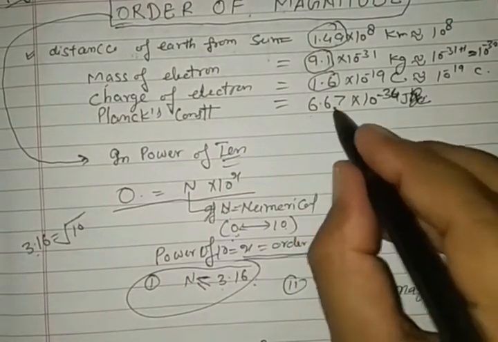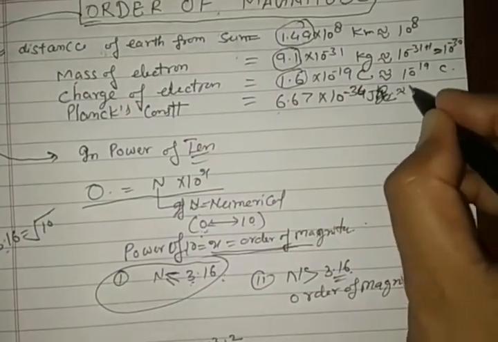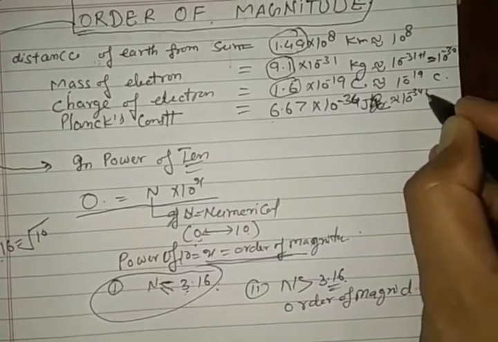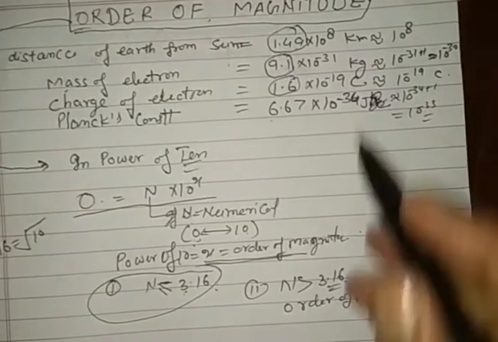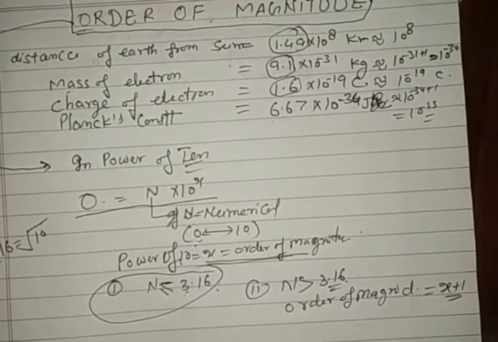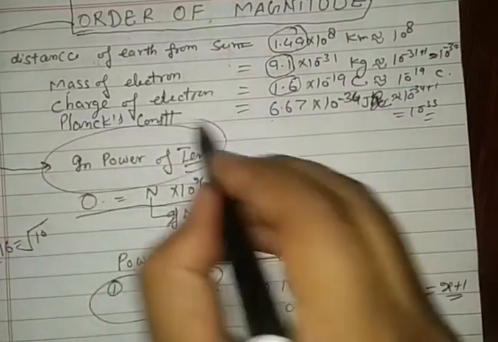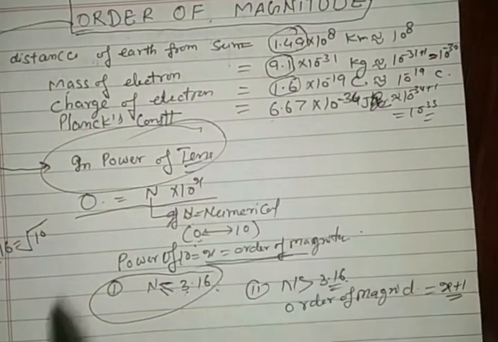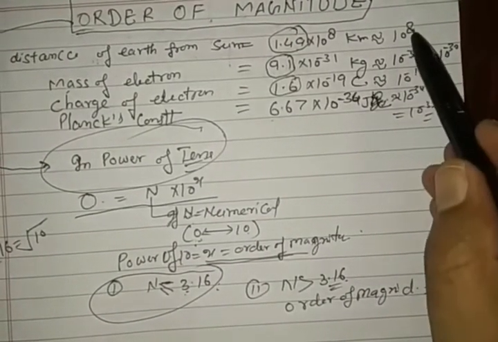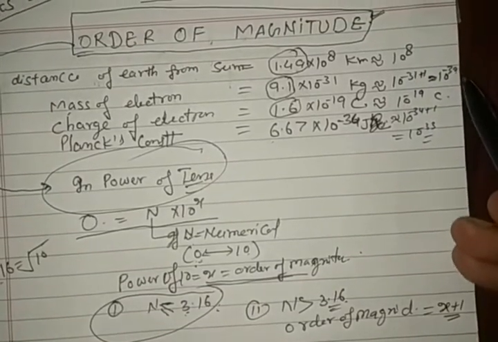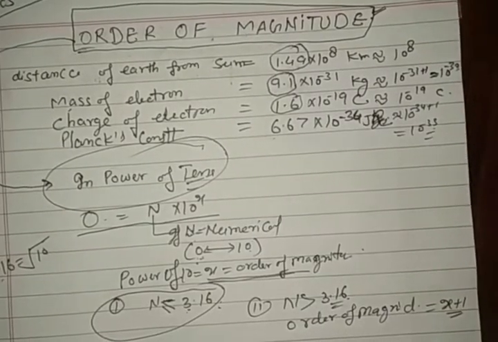And Planck constant is 6.67, more than 3.16. So in this case it is 10 to the power minus 34 plus 1, which is 10 to the power minus 33. So these are the methods to obtain order of magnitude. Order of magnitude means the power of tens, and the power of ten is called the order of magnitude. It means power of 8, power of minus 30, power of minus 19, power of minus 33, and so on.